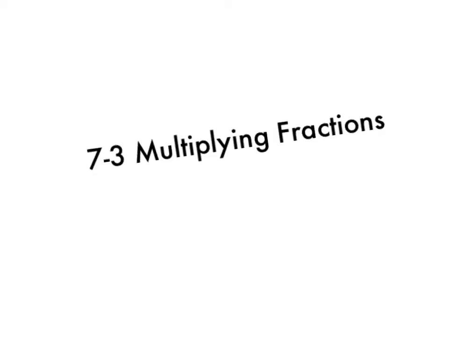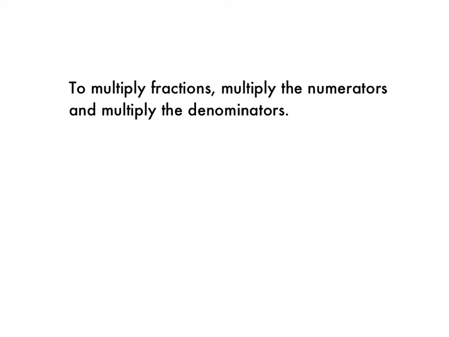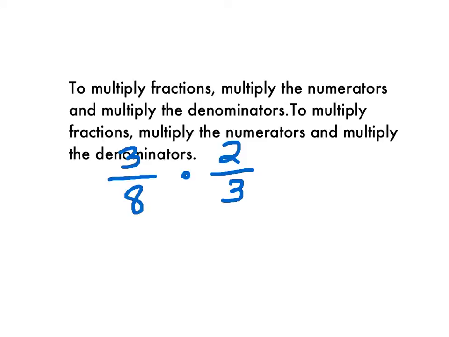We're multiplying fractions for this video. Multiplying fractions is way easier than adding or subtracting fractions with unlike denominators. So unlike adding or subtracting fractions with unlike denominators, to multiply you simply multiply the numerators. 3 times 2 is 6, and multiply the denominators. 8 times 3 is 24.